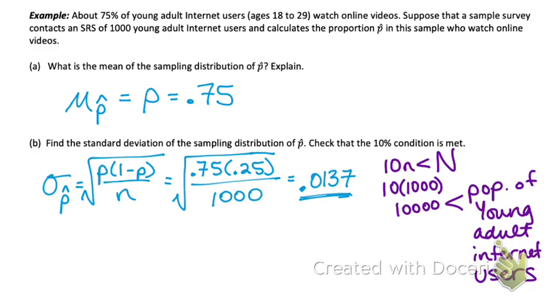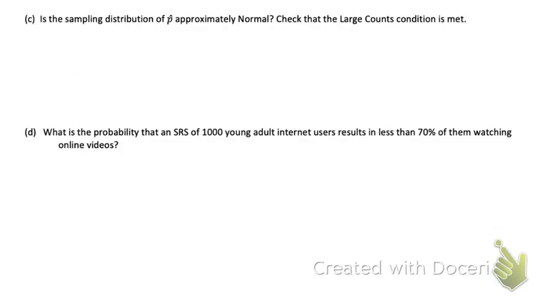So there you go. We have our 10% condition is met. That helps me ensure that I don't have any little pockets of bias. Okay? So I know the mean of this distribution of p-hats is 0.75, which it should be. I know the standard deviation is 0.0137. Now I want to see, do I have a normal distribution? In order to find out, we're going to check the large counts condition.